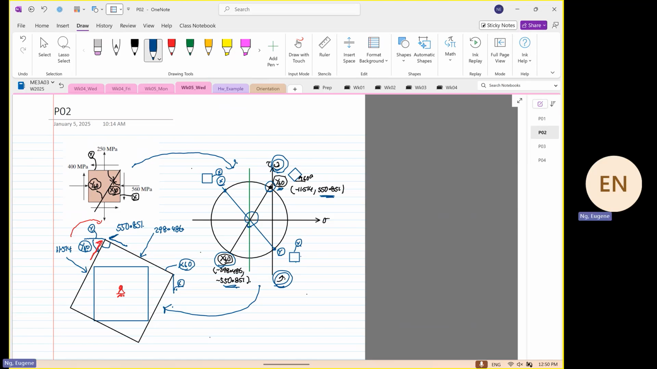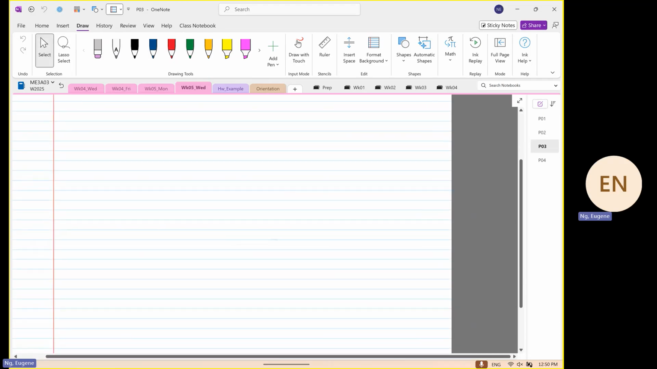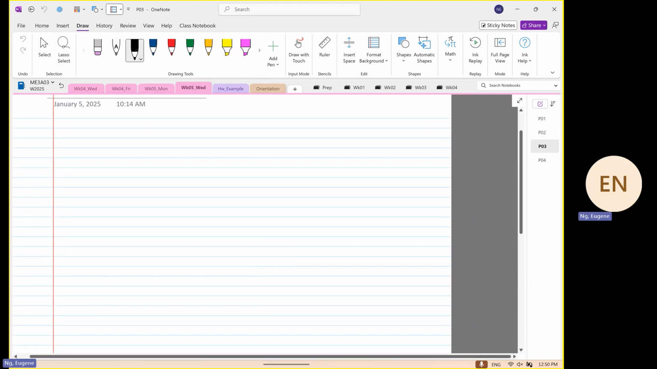Okay. So the next thing that we are going to do now is what we call 3D Mohr circle. Again, 3D Mohr circle is not more difficult than 2D Mohr circle. In fact, 2D Mohr circle is everything. Once you know 2D Mohr circle, 3D Mohr circle is Mickey Mouse. So let's dive into 3D Mohr circle.